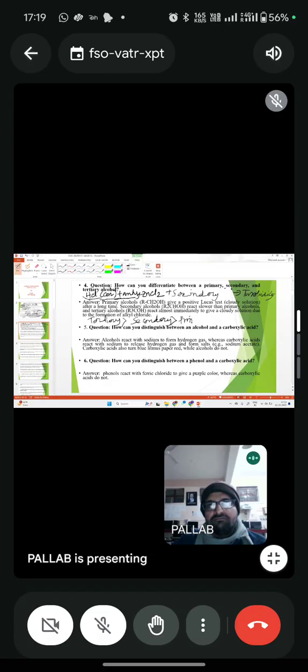This is a very important reaction. Lucas reagent is normally used to distinguish between tertiary alcohol, secondary alcohol, and primary alcohol. Hopefully, my dear students, you understand this concept very well.